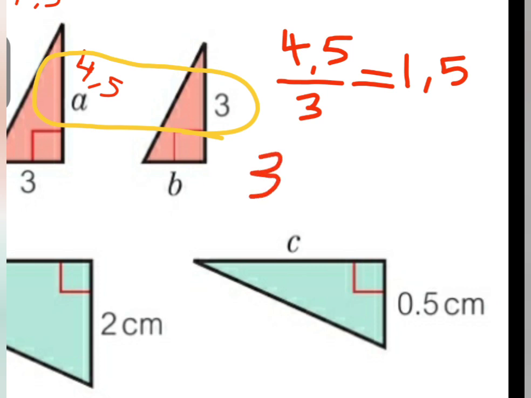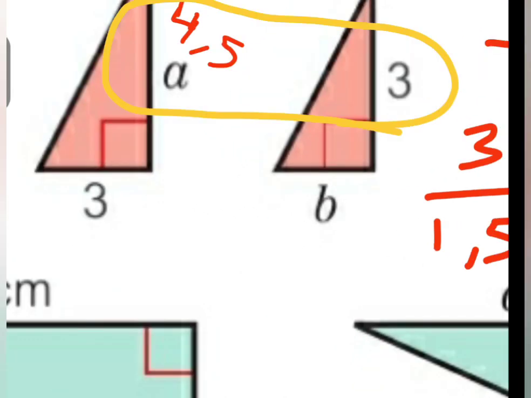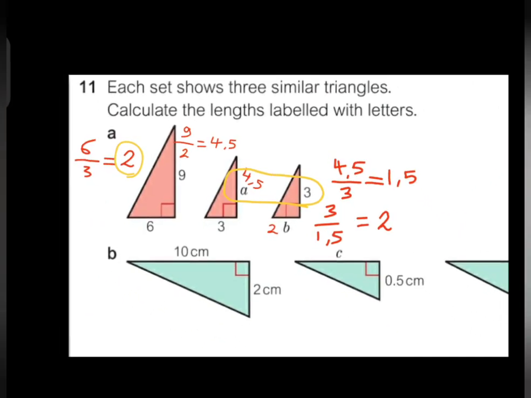So 3 divide 1 point, let's make it here, yes, 5 equals, very good. You can use a calculator to do this, and the answer is 2. So B is 2. Very good. And this is how you answer a question like this.